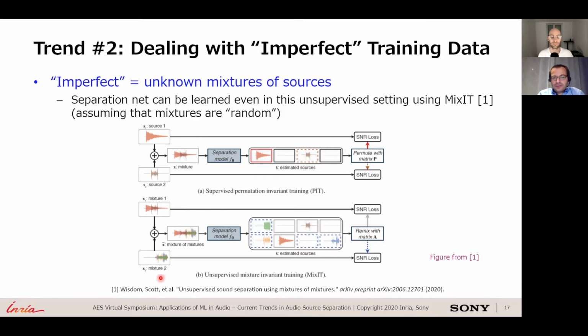Now that we have only mixtures available, we don't have to solve a permutation problem, but we have to solve a mixing problem. We have to decide for every estimated source whether it goes with the first mixture or with the second mixture. This is solved by finding a binary mixing matrix A that you can see here. This mixture invariant training is very interesting, and by this it's possible to train on training data which only contains mixtures of sources.